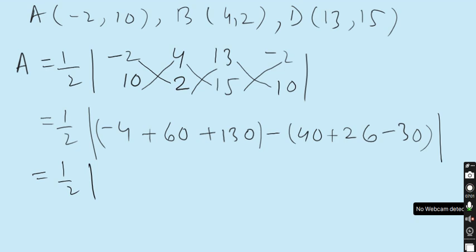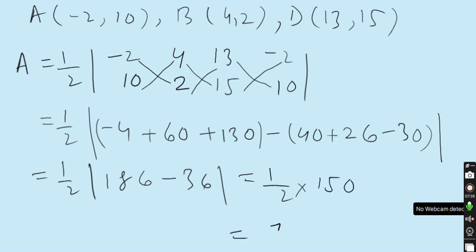130 plus 60 minus 4 is 186. 186 minus 40 plus 26 minus 30. It is 36. So 1 upon 2, 186 minus 36 is 150. And 150 upon 2 is 75 square units. This is the final answer of part 3.